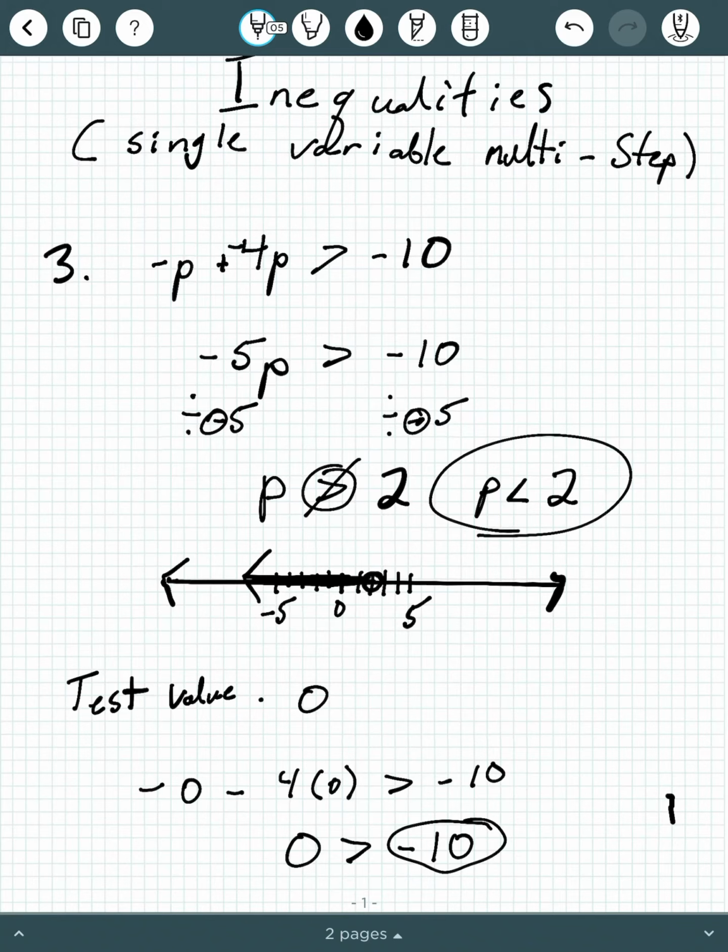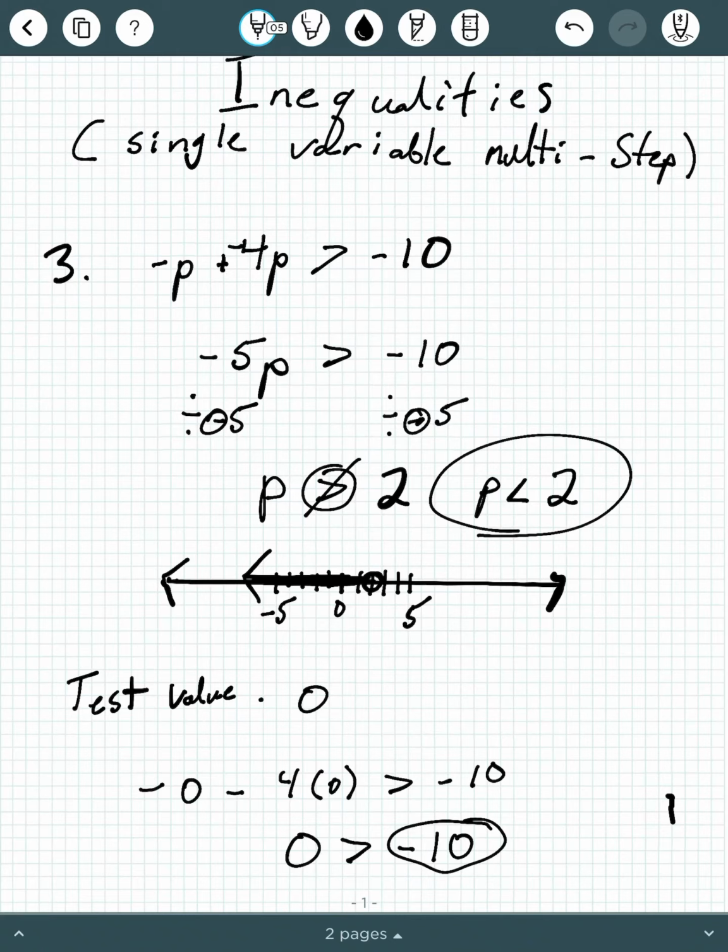So now, if I pick any number less than 2, 0, -1, -5, and plug that in for p, it should make that inequality true, and that's how I know that works. Don't forget your decimal values can also work. So 1.99 would work and make this inequality true. So that's a look at one more complicated inequality.